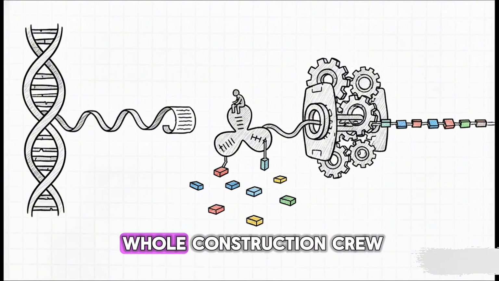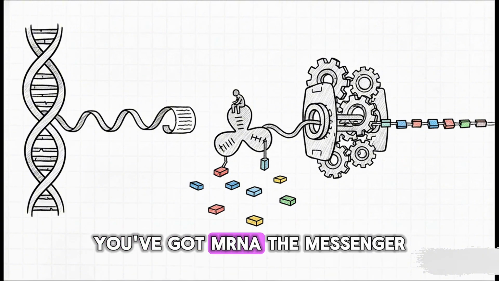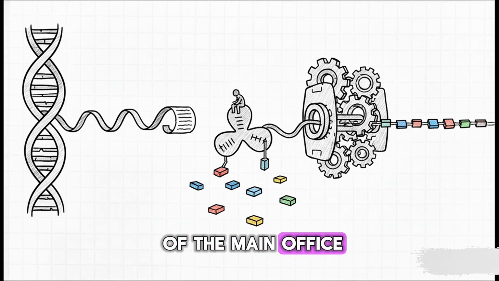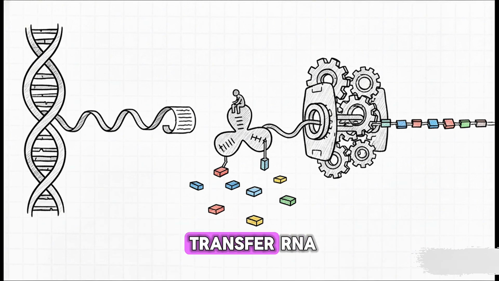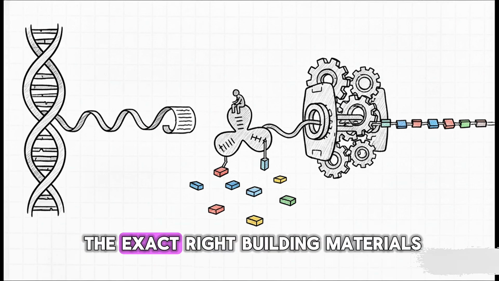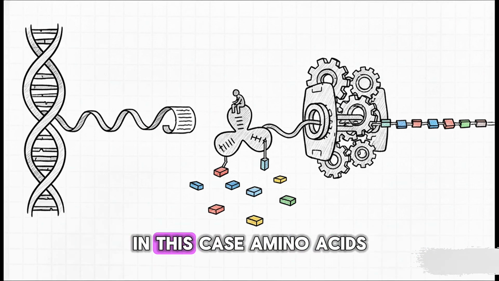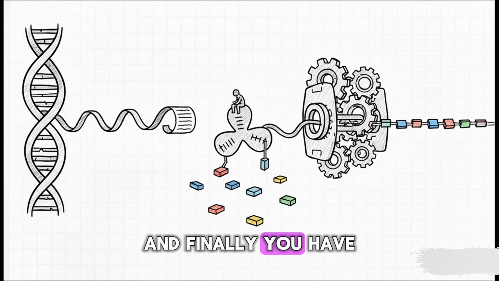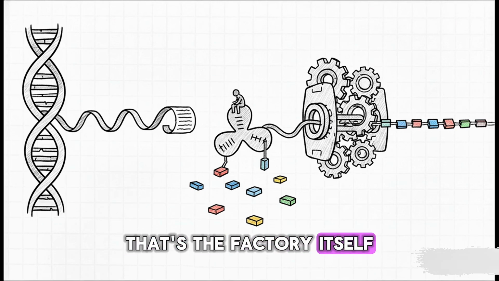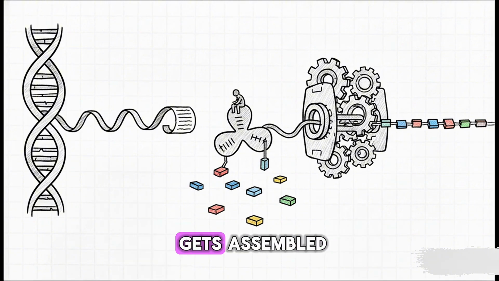It's more like a whole construction crew. You've got mRNA, the messenger, who's like the foreman carrying the blueprints out of the main office. Then there's tRNA, the transfer RNA. It's the truck driver who reads the blueprint and goes to fetch the exact right building materials. In this case, amino acids. And finally, you have rRNA, or ribosomal RNA. That's the factory itself, the physical site where the whole protein gets assembled.